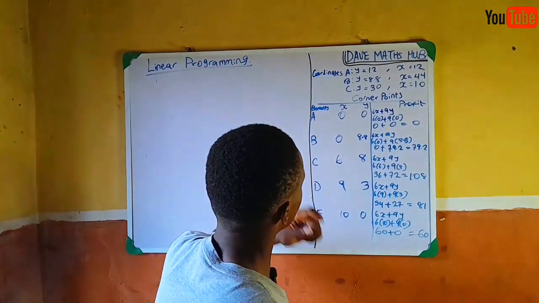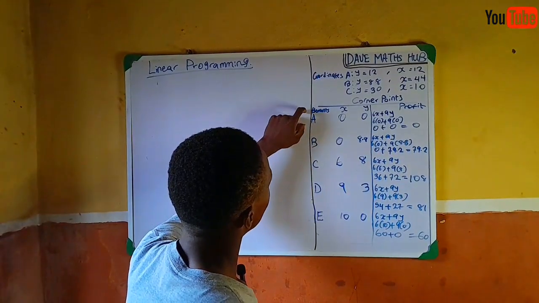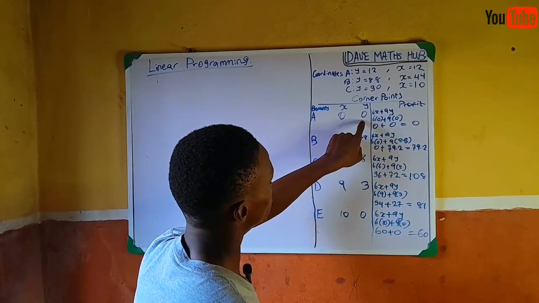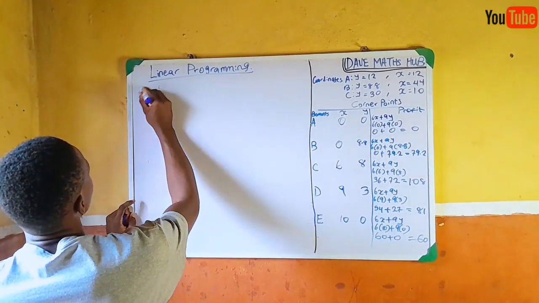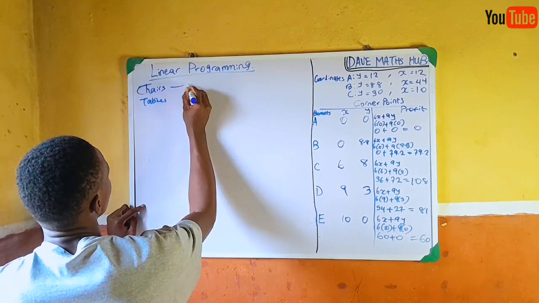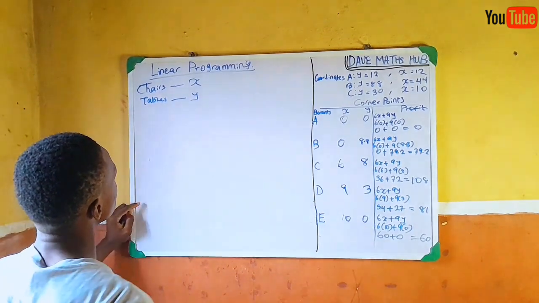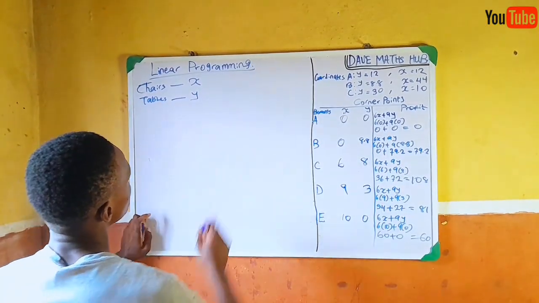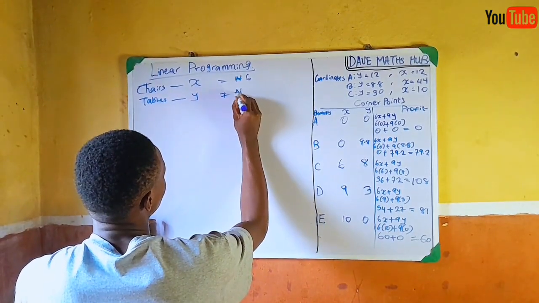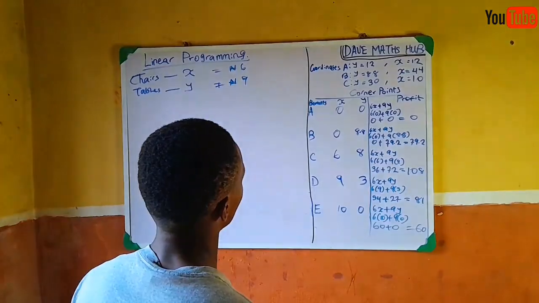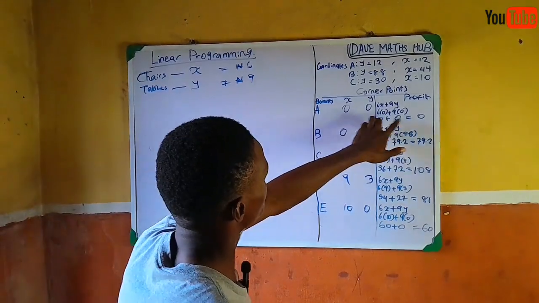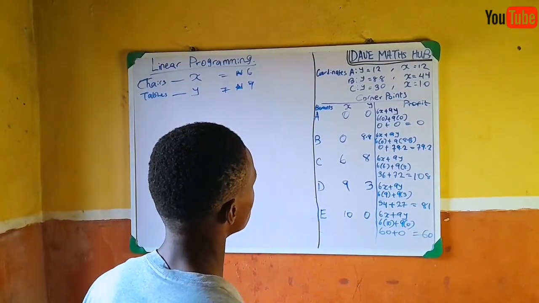So is to look at this. If the person should go for A, producing x of 0 and y of 0. Remember, this person is producing chairs and tables, which we said chairs to be represented as x and tables to be represented as y, and is to make a profit of 6 naira, 9 naira. So how can he maximize his profit if he's producing tables of 0 and chairs of 0? He's not making any profit. So that is not the best option to choose.